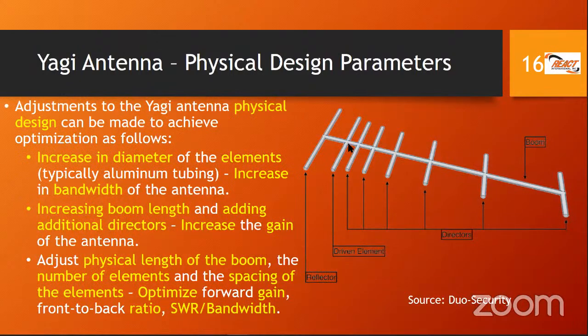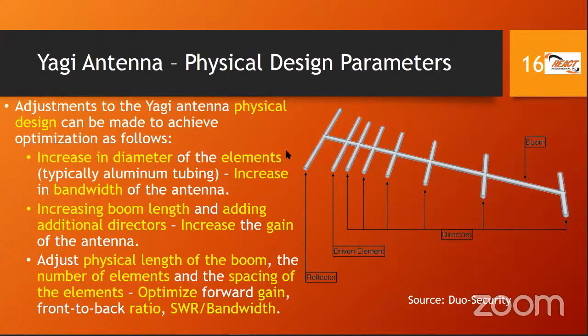But if you want it to be more resonant across a wider range of frequencies other than the resonant frequency, you increase the diameter of the element. And that causes the bandwidth of the antenna to be increased. That's an exam question, and it's exactly what Adish was asking earlier.